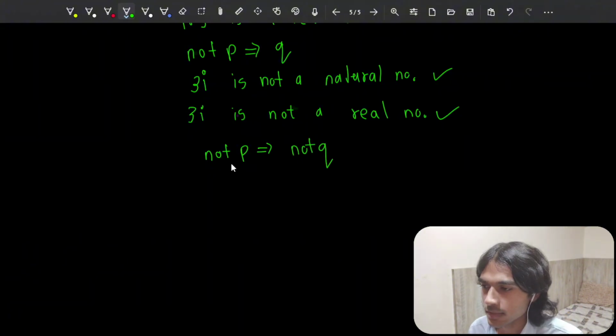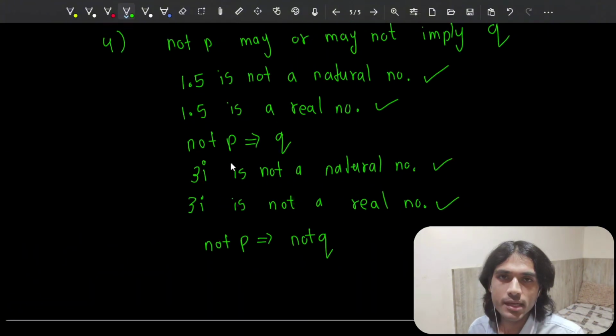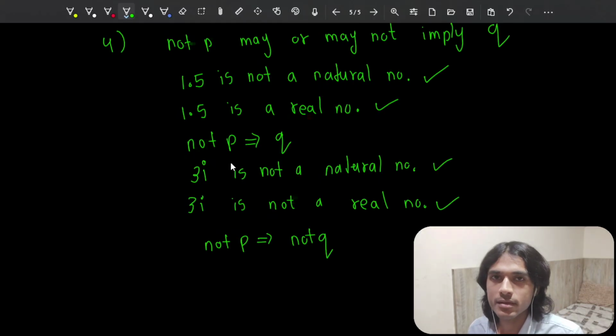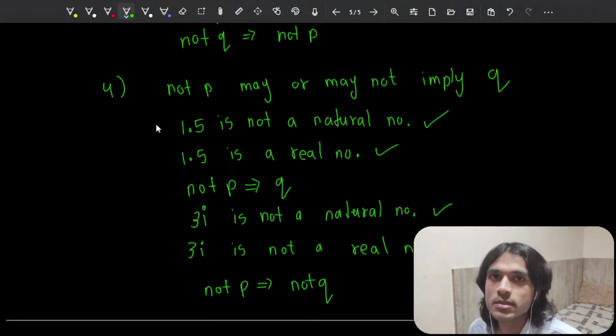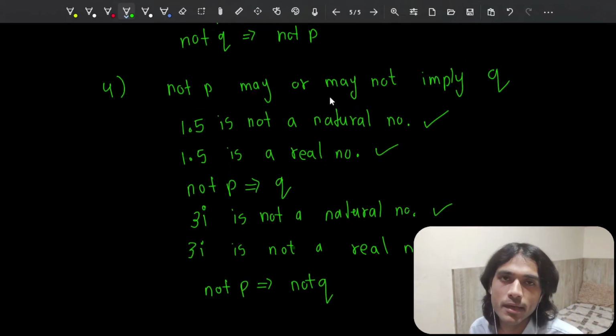So we have just learned that not P can imply Q and not P can imply not Q. So it is not fixed. So we have to check. It depends. Under certain conditions it will imply Q. Under certain conditions it will not imply Q. So we will simply write that not P may or may not imply Q.